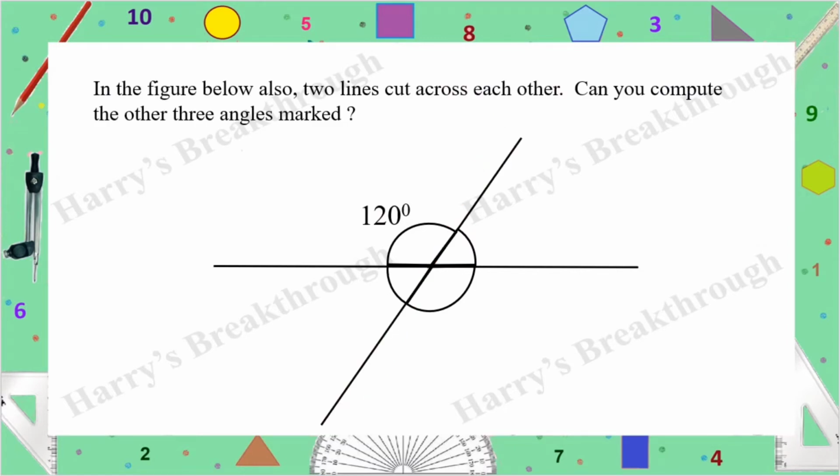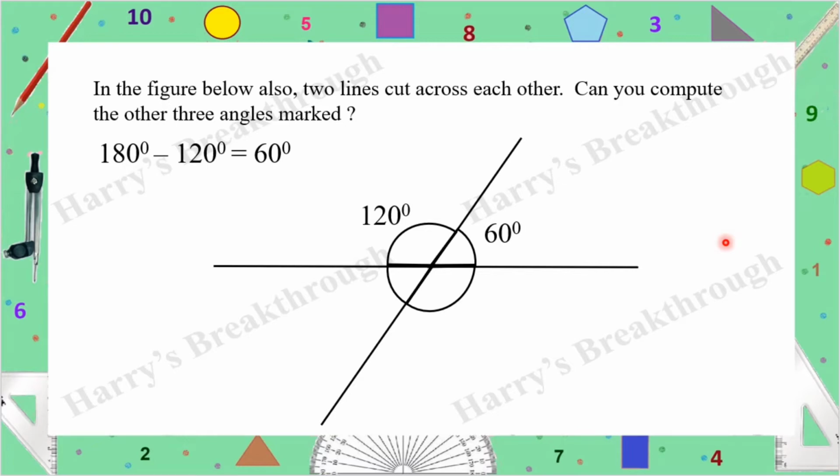In the figure below also, two lines cut across each other. Can you compute the other three angles marked? How can we find that? Here also we can see a linear pair on the upside of this horizontal line. One angle is given as 120 degree. So how much will this angle be? It will be 180 degree minus 120 degree is equal to 60 degree. So this angle will be 60 degree.